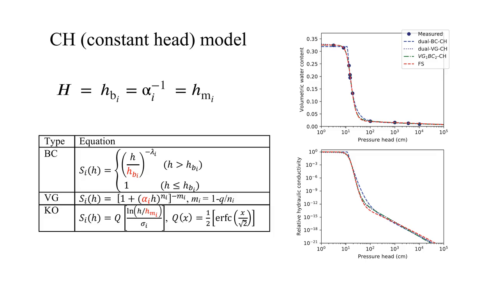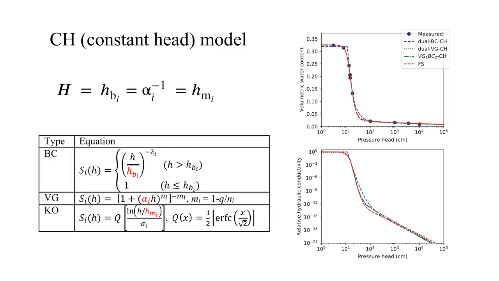The multimodal model can be simplified using the CH model. CH stands for constant head, where the parameters h_b,i for the Brooks and Corey model, 1 over alpha_i for the van Genuchten model, and h_m,i for the Kosugi model are all set to the same value, h. For sandy soil, as shown in this figure, the CH model fits the water retention data very well.